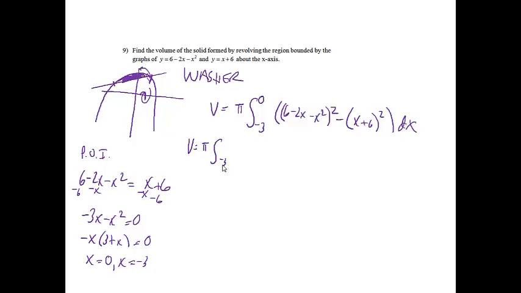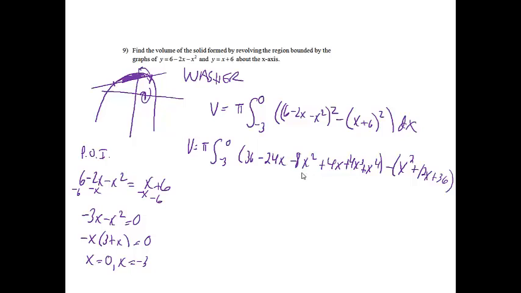And now from here we get to do some fun foiling. So we're going to go from pi, negative 3 to 0. Okay, if I FOIL 6 minus 2x minus x squared, I will get 36 minus 24x minus 8x squared plus 4x cubed plus x to the 4th. And then I'm going to subtract x plus 6 squared, and if I FOIL that, I will get x squared plus 12x plus 36.